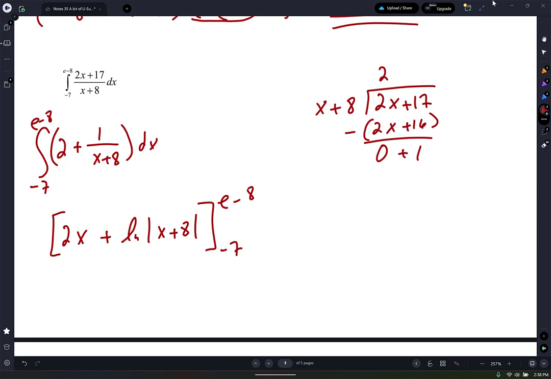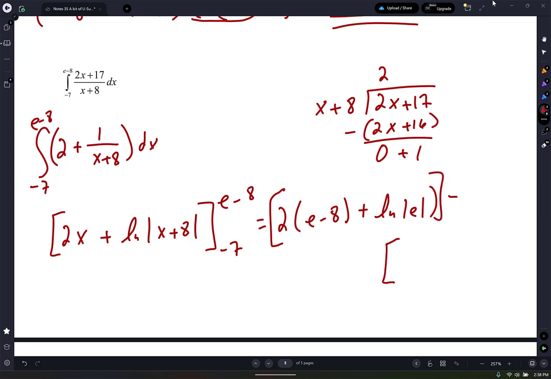Are we okay? Upper minus lower. I'm listening, Miss. I got you. 2 parentheses e minus 8 close plus ln. The negative 8 and the positive 8 cancel, so you just have ln of e. And then we'll simplify that in a little bit. And all that is 1. All that is my upper one, minus, here comes my lower one, 2 times negative 7, negative 14, plus negative 7 plus 8 is 1, so we got that.